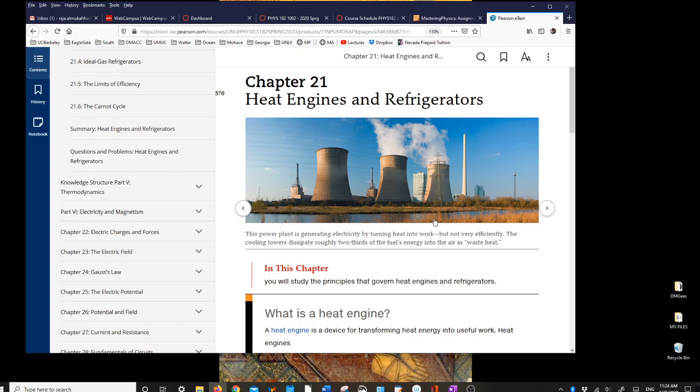So when we talk about a heat engine, we're talking about a system that is constantly going around in a cycle. Okay, it repeats itself over and over again. The car engine is the same way.